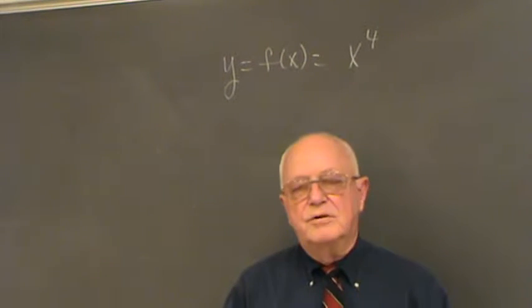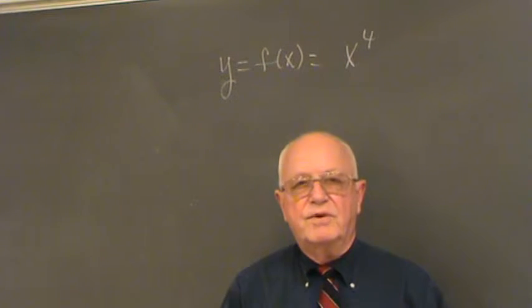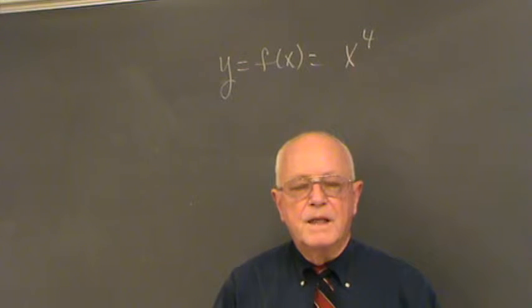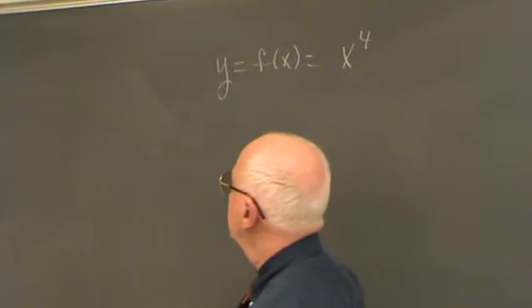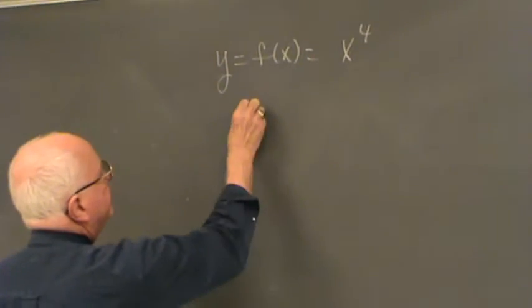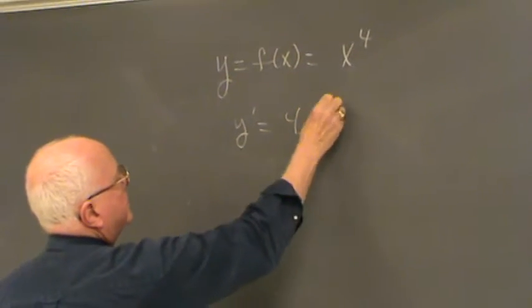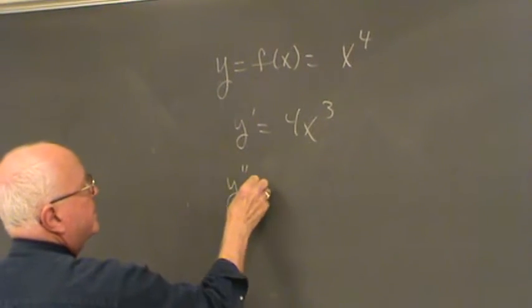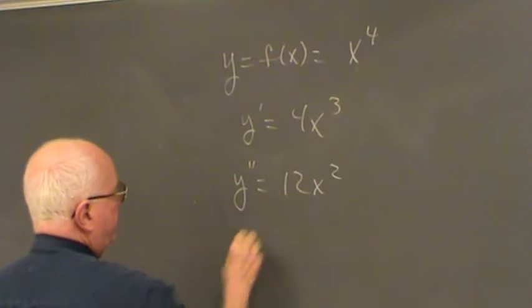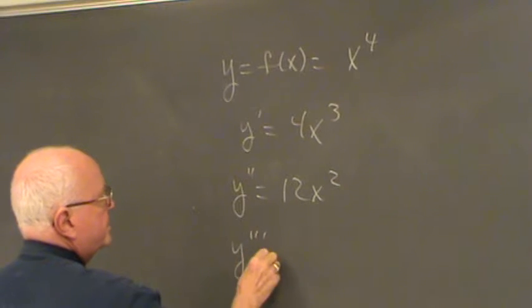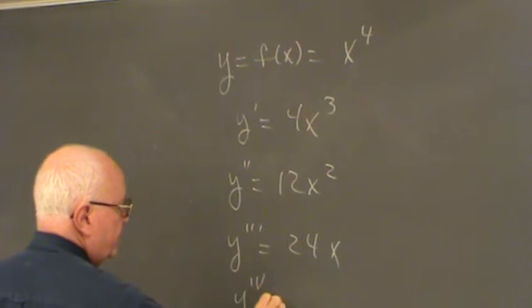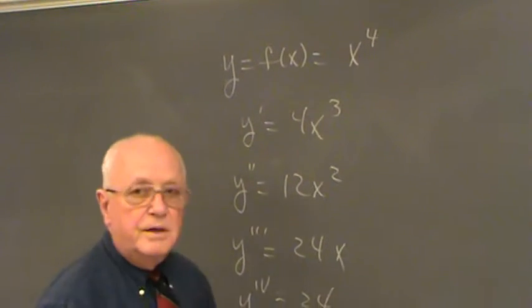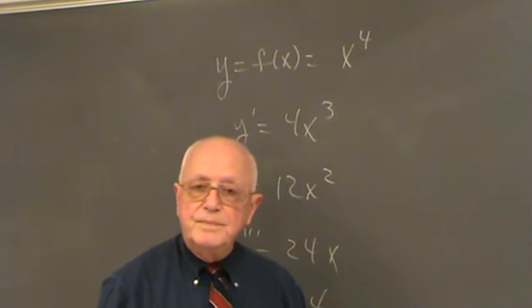I'd like to take the derivative of the function y equals f of x equals x to the fourth. We're going to use the power rule so that the first derivative is going to be 4x cubed. The second derivative is going to be 12x squared. The third derivative is going to be 24x. And the fourth derivative is going to be 24. From there on out, the derivatives are all 0.